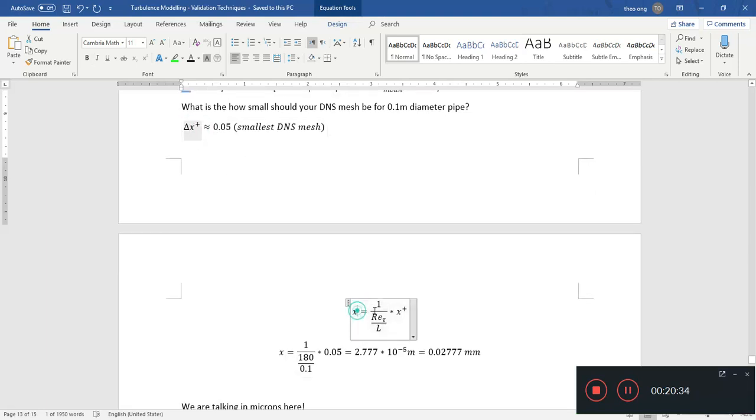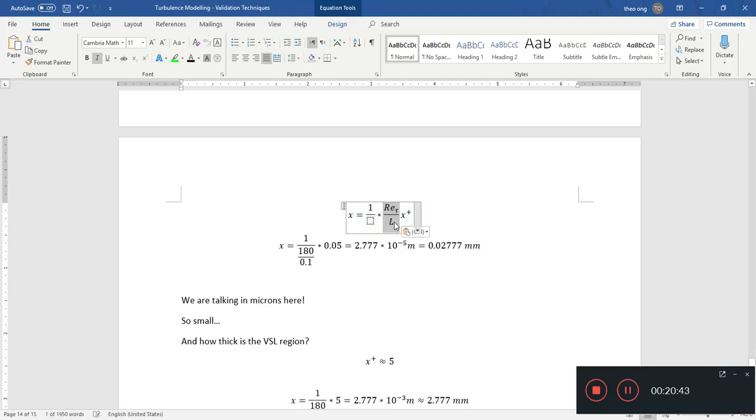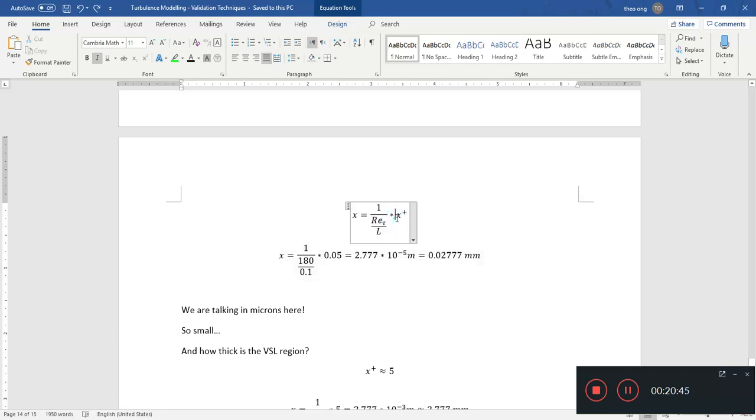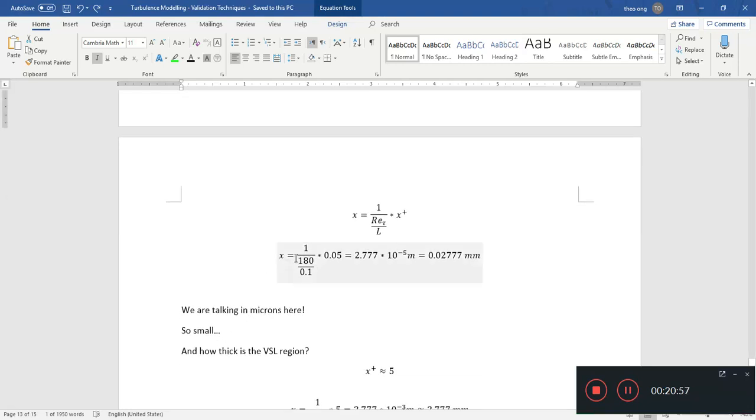Then we just substitute this into the equation here. So x equals 1 over Re tau over L times x plus. Okay, so x plus is the dimensionless unit, which in this case is 0.05, and this is the smallest DNS mesh you will ever get. So this is sort of a lower bound. Then we just substitute Re tau equals 180, L equals 0.1, and 0.05 in here. Okay, sure, cool.